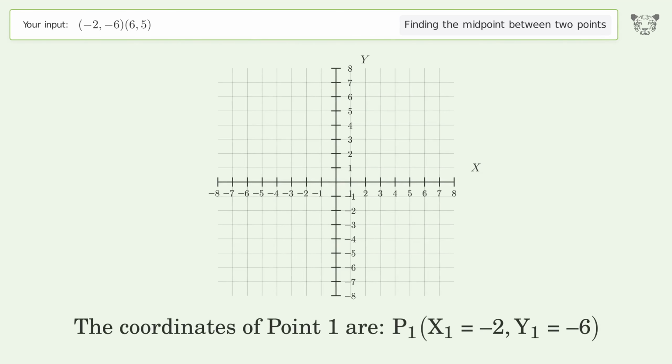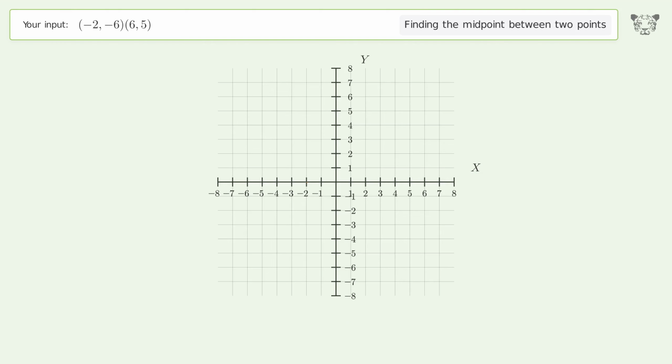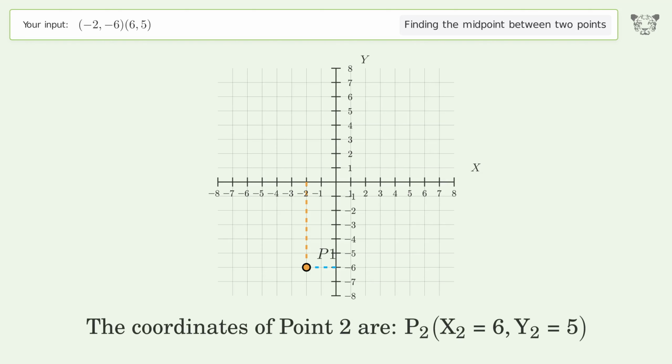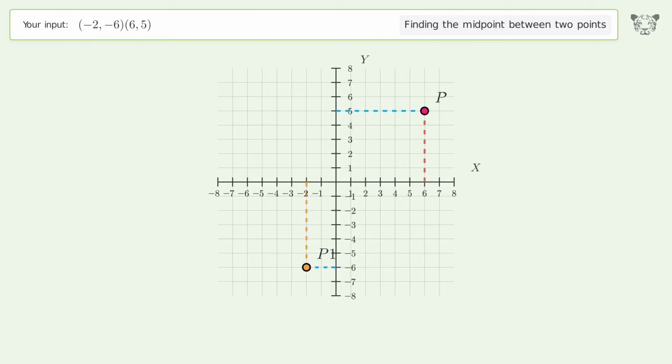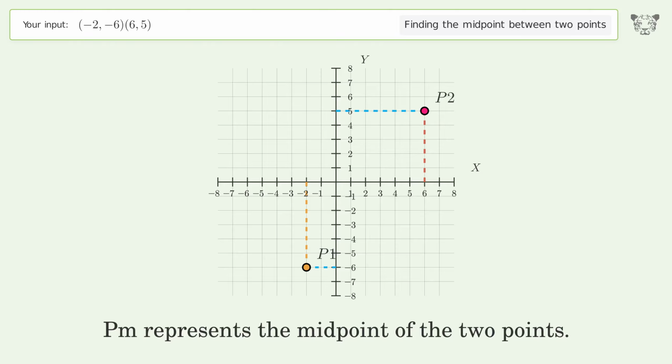The coordinates of point 1 are, x1 equals -2, y1 equals -6. The coordinates of point 2 are, x2 equals 6, y2 equals 5. PM represents the midpoint of the 2 points.